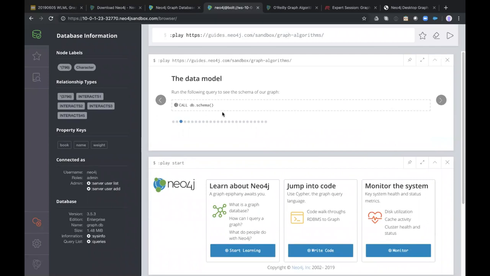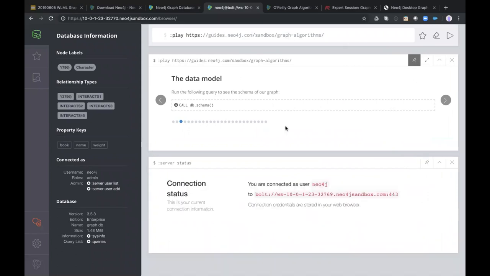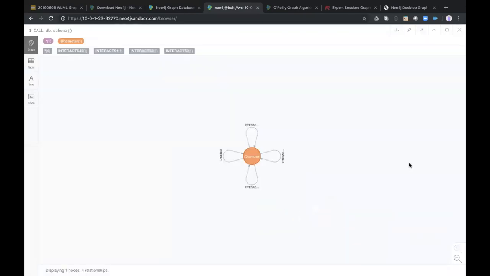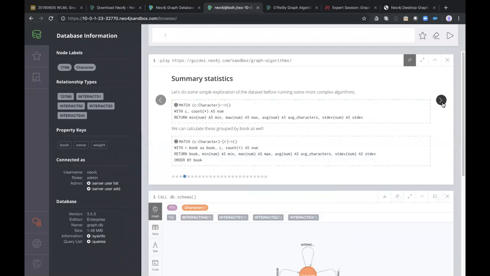This guide, actually, what you should do is pin the guide to the top, so the results come underneath it. So for example, if you call the DB schema and do Control Enter or click the play button here, it runs the query and shows you the schema of the database. Super simple. And then you can continue here with some very simple Cypher examples, so some summary statistics.